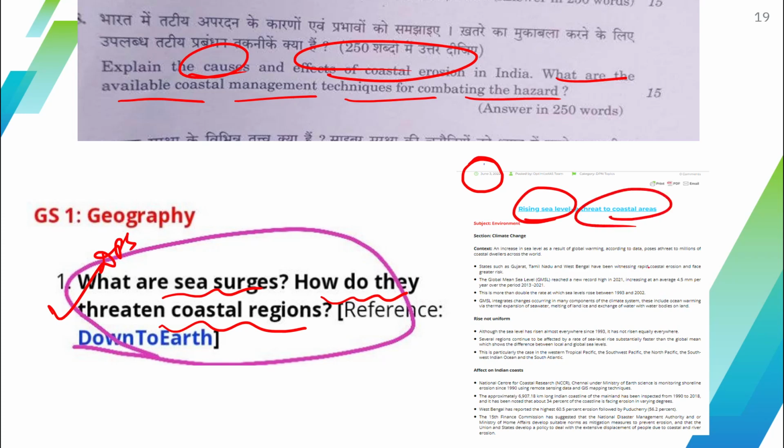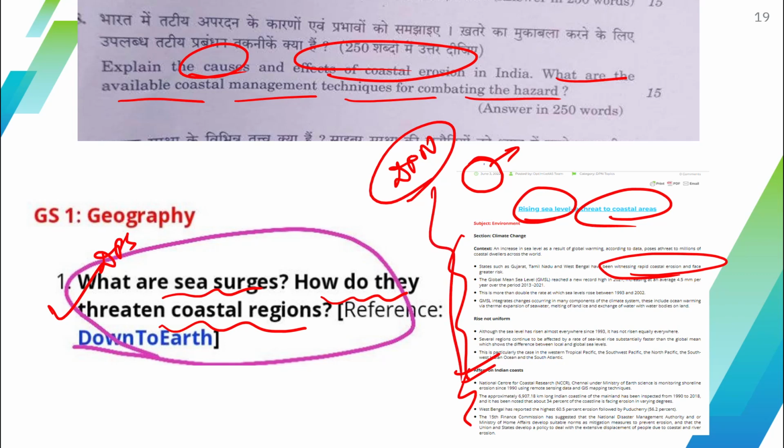You see I have explained here rapid coastal erosion. Why are rising sea levels and sea surges threatening the Indian coast? You can go and read the June 3, 2022 DPN. I have explained this entire threat of coastal erosion in India. This was an important development this year, and Down To Earth had covered this exhaustively in the month of June. You can go and cross check, and I had covered this in the DPN.